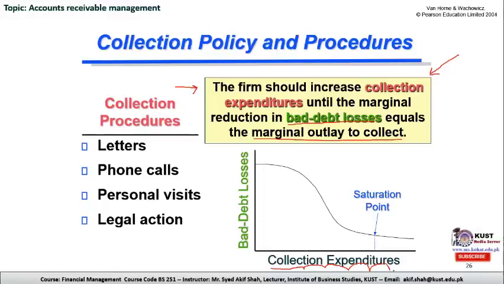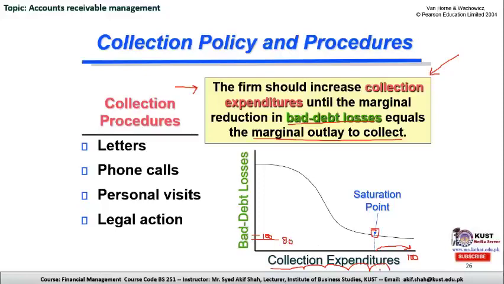Like suppose at this specific saturation point, the bad debt losses with the company are only $100. And if the company is looking to increase its collection expenditure by $100 and still it is not going to reduce the bad debt losses to zero, rather it is actually reducing them towards $80.